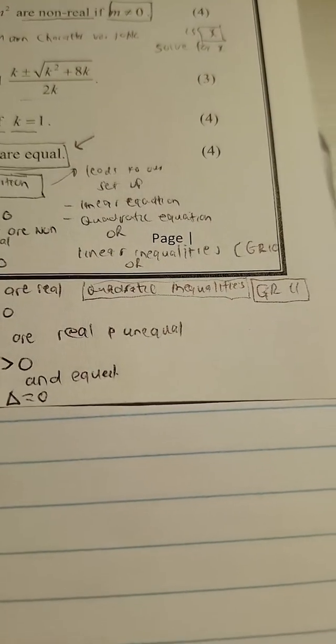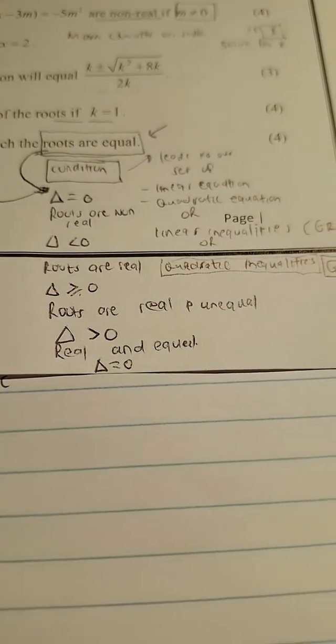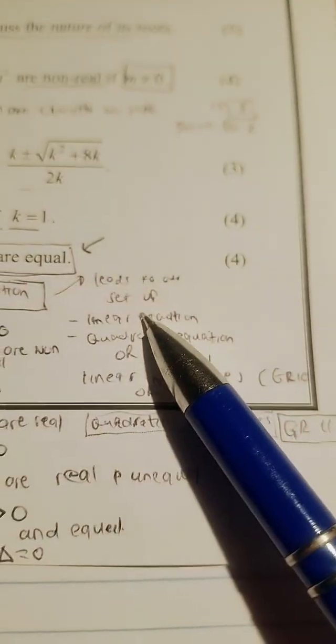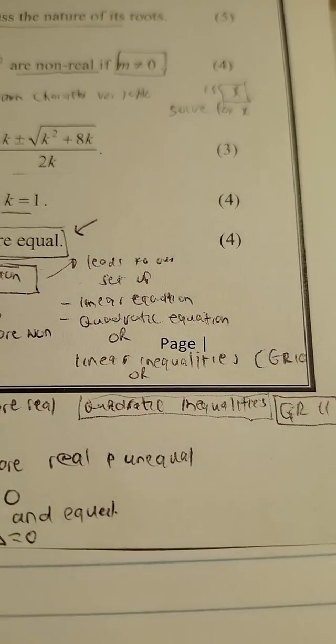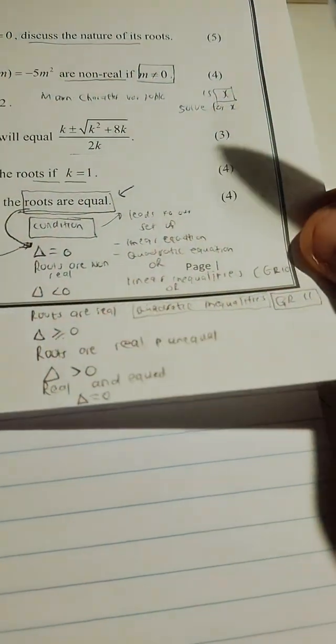If the roots are non-real, that will either lead you to a linear inequality or a quadratic inequality. If the roots are real and equal, that's an equation, my guy. That will either be a linear equation or a quadratic equation that you are going to be led to. So do you see the significance of knowing the conditions? Now let's go and look at how we answer this question.